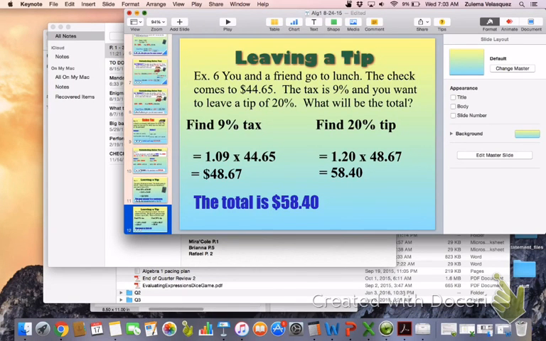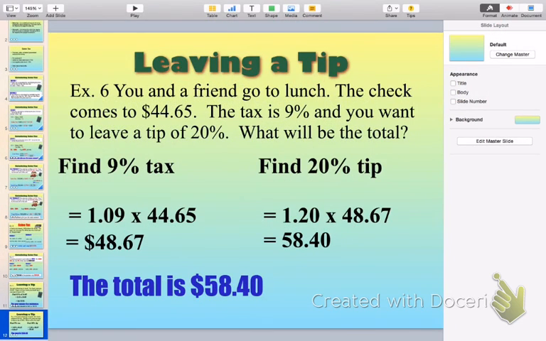So now it's your turn to go ahead and start the practice problems. Go ahead and work on pages 7 through 10, I believe, on your packet. So good luck and get started.